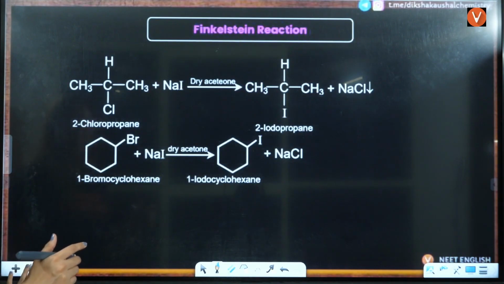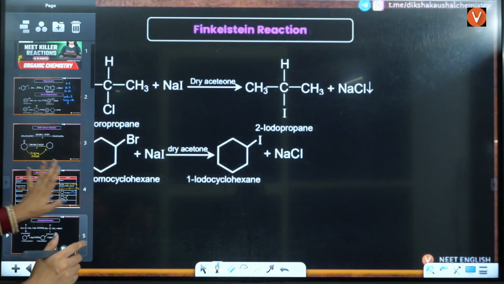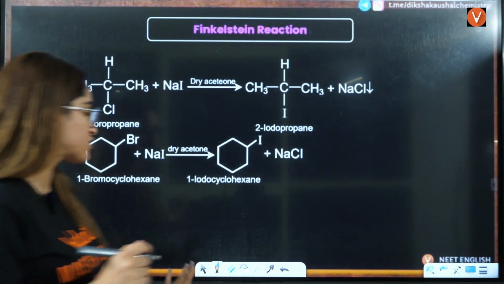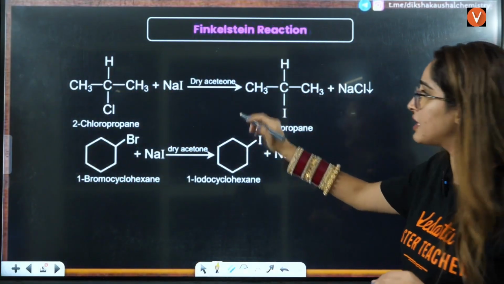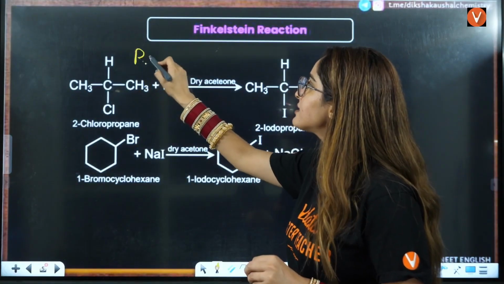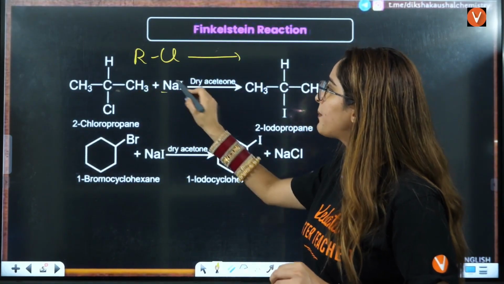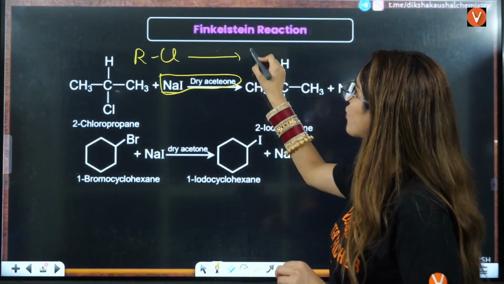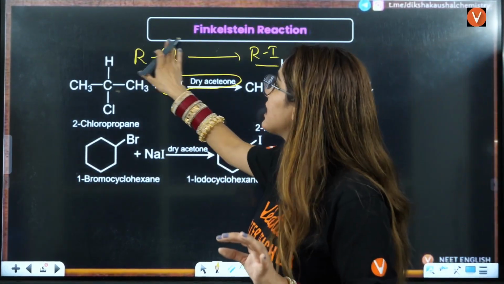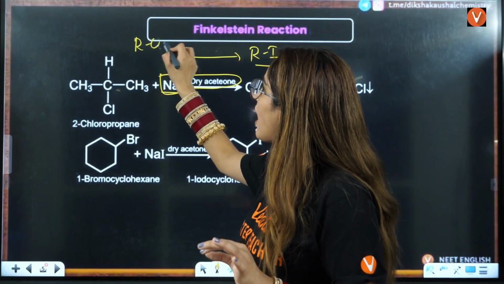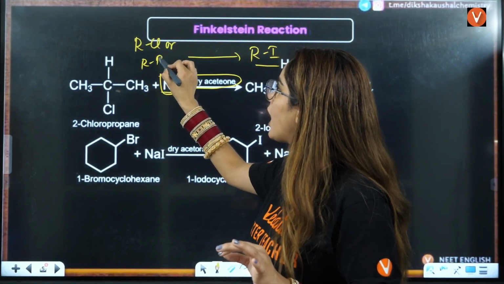Next we have Finkelstein. Let us start with the halogen exchange reactions: Finkelstein and Swarts reaction. In Finkelstein reaction, you have RCl, which in the presence of NaI and dry acetone is converted to RI directly. But the condition is, either you can have RCl or you can have RBr.